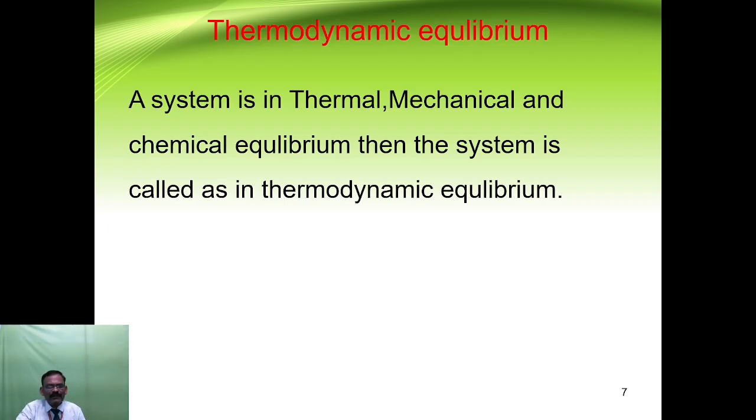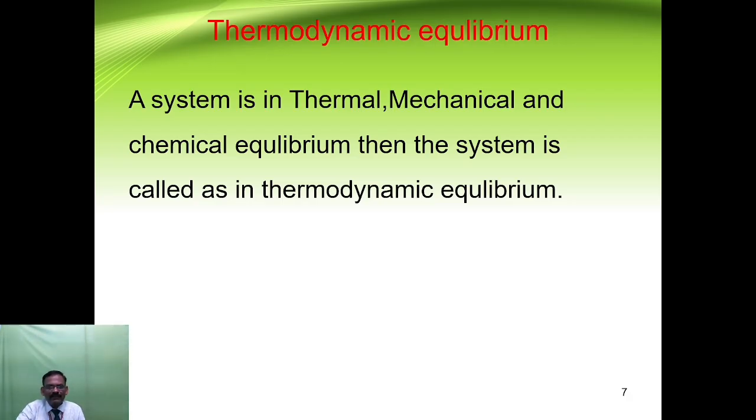From those three equilibria, we may conclude the system's nature in thermodynamics. What is thermodynamic equilibrium? When a system is in thermal, mechanical and chemical equilibrium, the system is called to be in thermodynamic equilibrium. So once the three equilibria exist in the system, then we say that the system is in thermodynamic equilibrium.